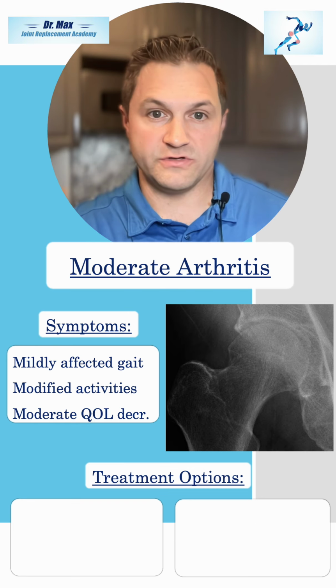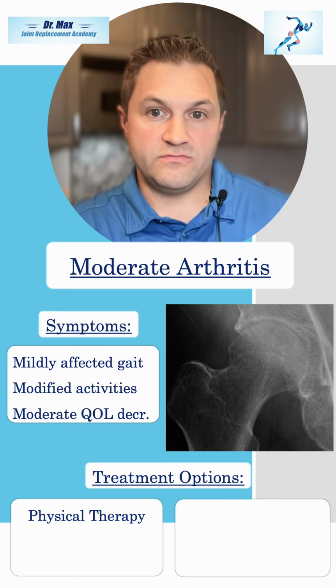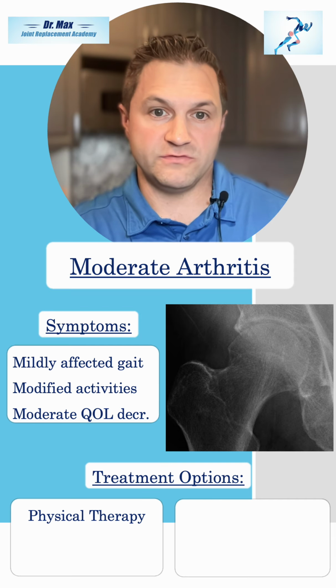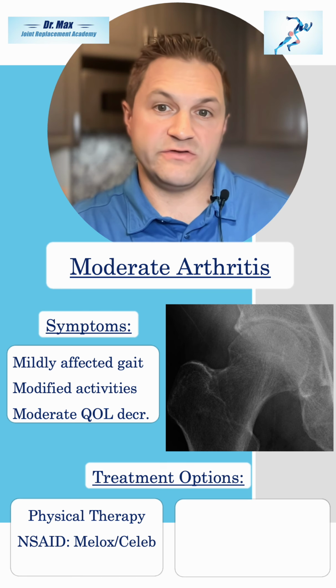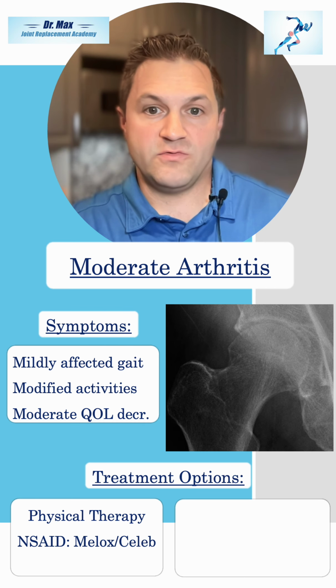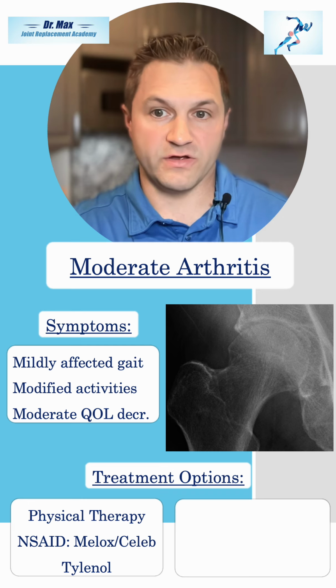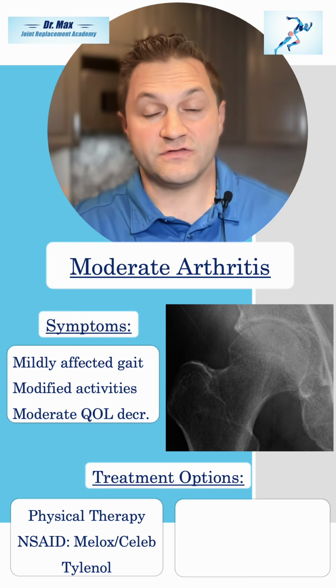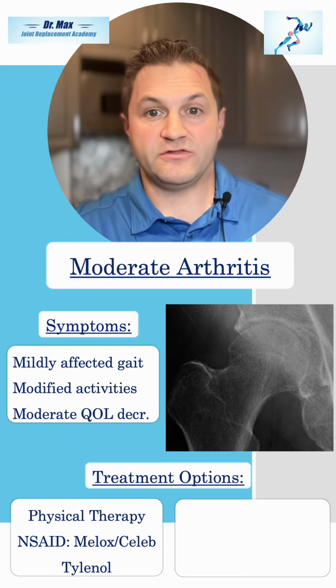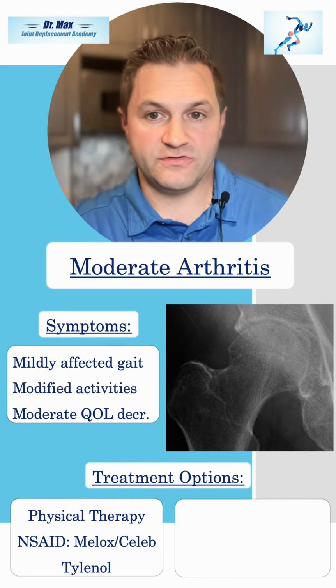Treatment options would include physical therapy to further strengthen and support their muscles, continue NSAID or anti-inflammatory use, and you may want to consider a higher dose or stronger formulation such as meloxicam or Celebrex, which you must be discussing with your physician. Tylenol can also be used as an adjunct.